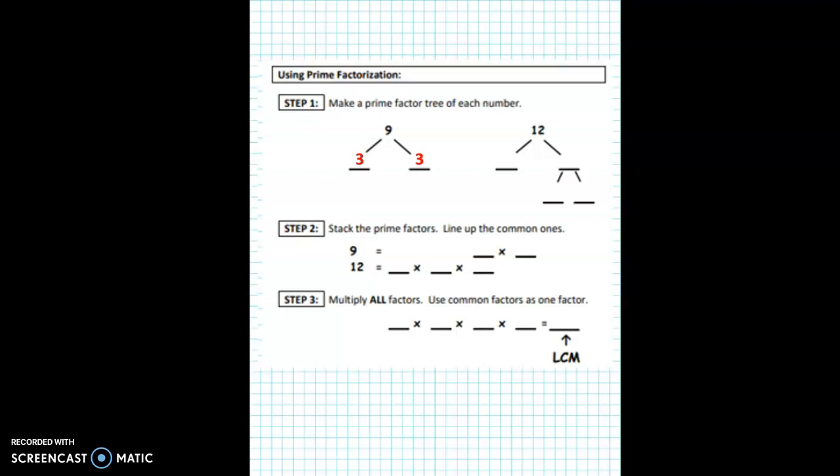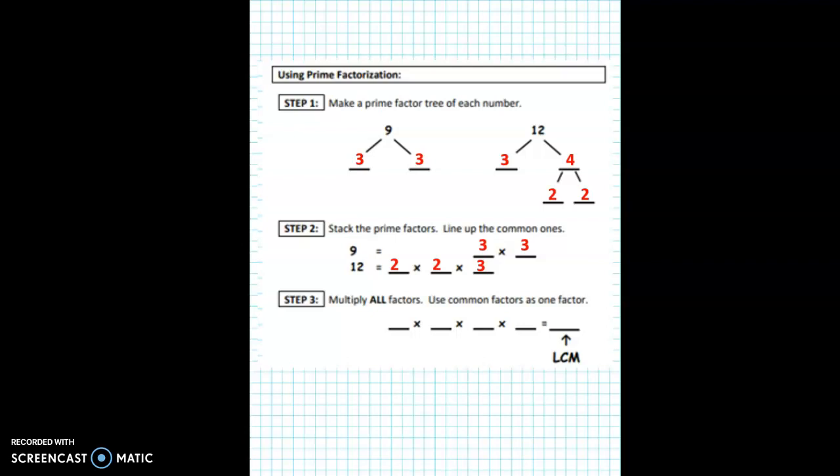Then, split 12 into 3 times 4. 3 is prime, so we can stop there, but 4 is not prime. It is composite, so we have to split it into 2 times 2. Now stack the prime factors. Line up the ones that are the same on top of each other to make it easier to sort.